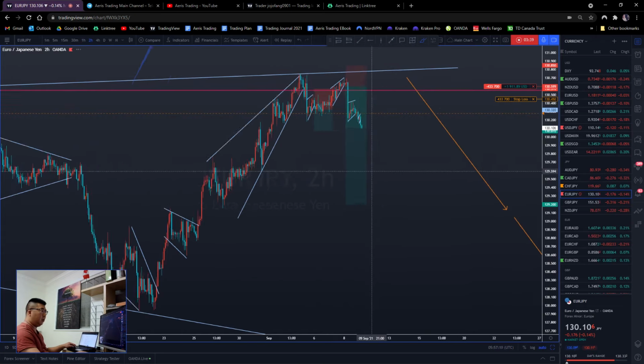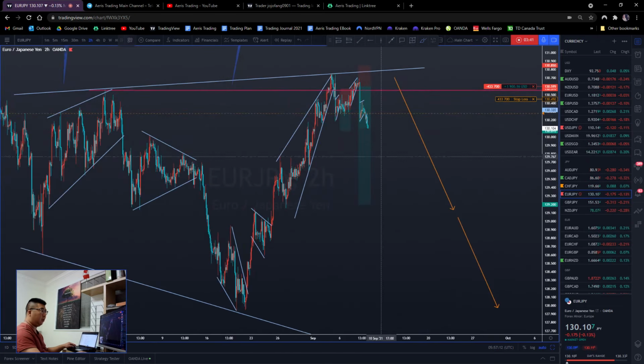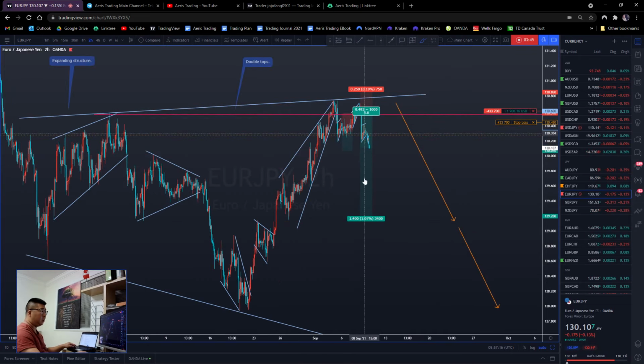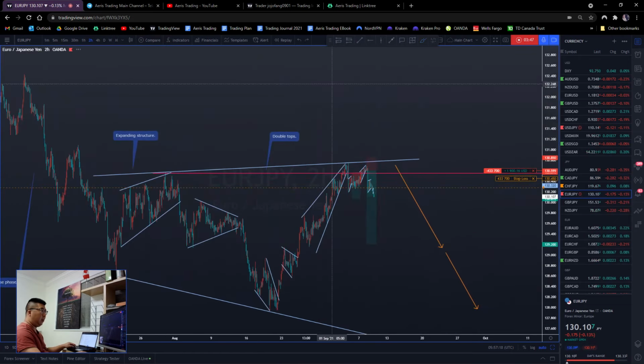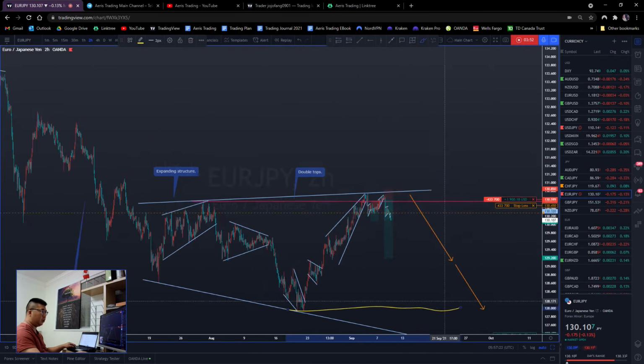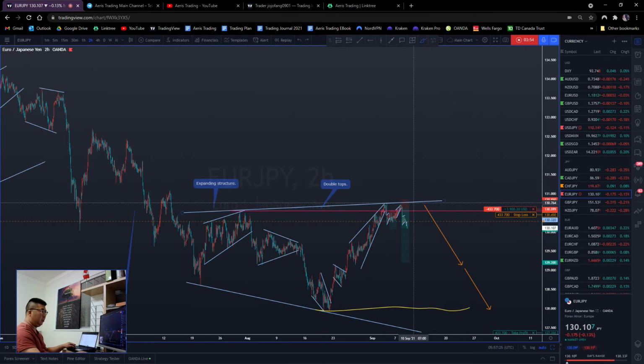So what are my targets here? Well, my first target would be the bottom of this rising wedge, for about 5.6% or so. But my main target would be more to the downside, completing this larger expanding structure as well. So this could lead to a higher time frame continuation. So this could be my second target here.